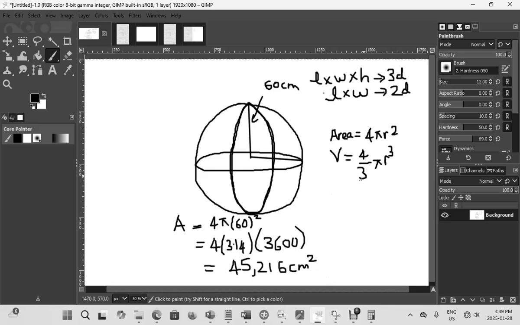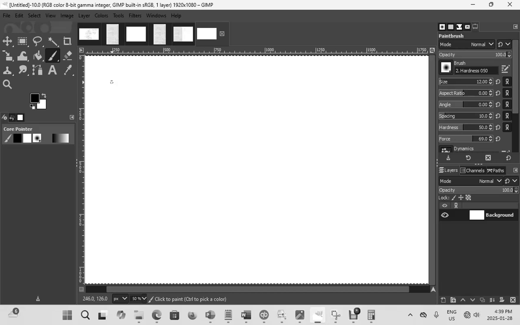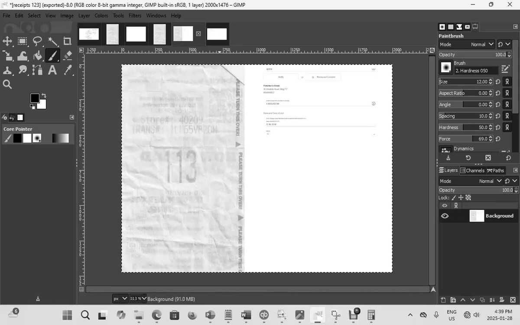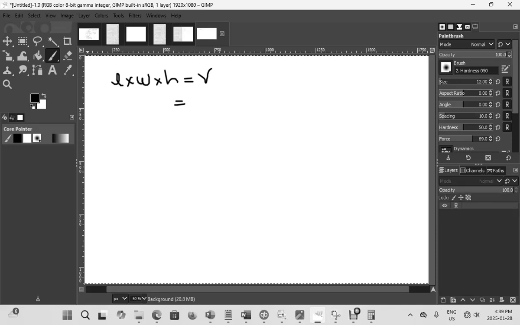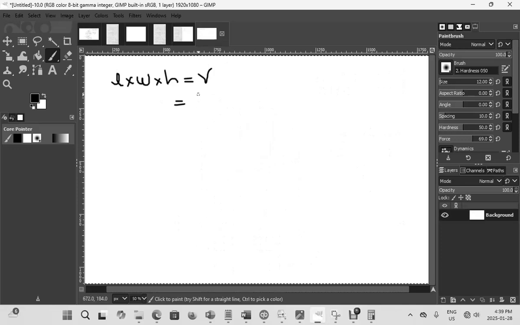Now if you need to figure out the volume, the volume will be length times width times height. Now we know that for a sphere, this will be equal to 4 over 3 pi r cubed. So this will be 4 over 3 pi r cubed, length times width times height.